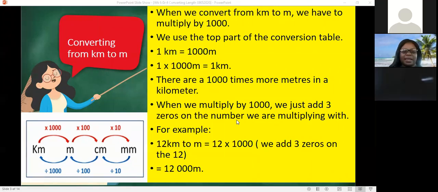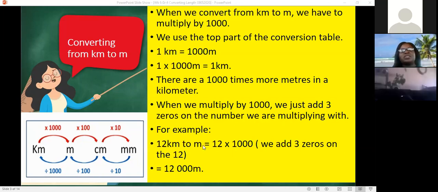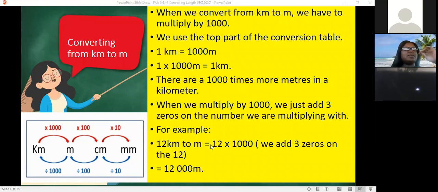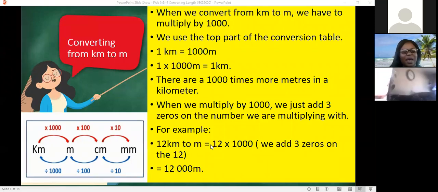There is the trick again coming. For example, 12 kilometers converted to meters, we say 12 times 1,000. Instead of cracking our heads to find what 12 times 1,000 is, what we do, grade fours, is we just write the 12 and then we write the 3 zeros. So we add the 3 zeros and our answer will be 12,000 meters. That is how we do it. It's as simple as that. So don't think too far and complicate things.